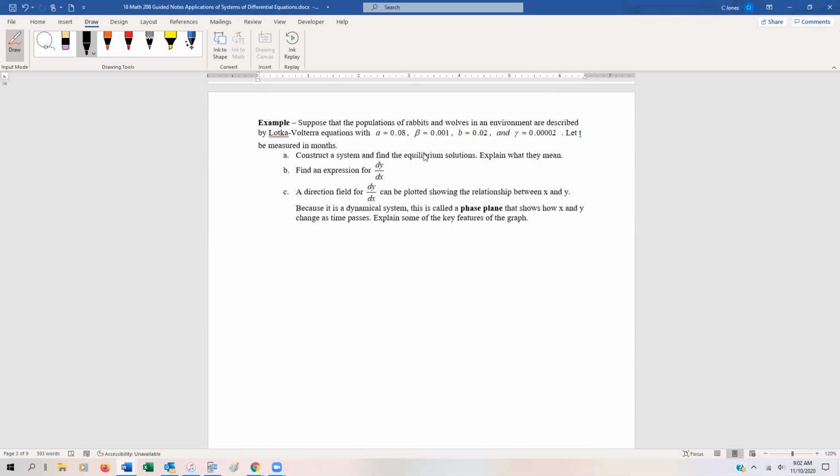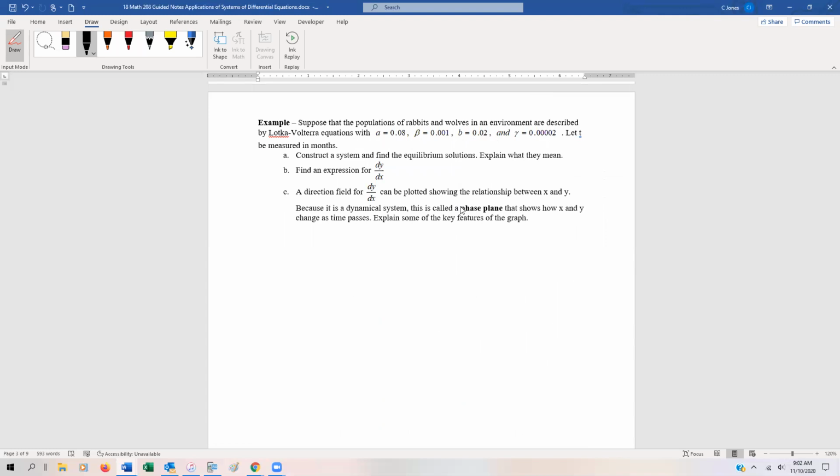Suppose we have a population of rabbits and wolves. Rabbits are the prey, wolves are the predators, in an environment described by a Lotka-Volterra equation. We have a equal to 0.08 and beta is 0.001. b is 0.02 and gamma is 0.00002. And t is the number of months.